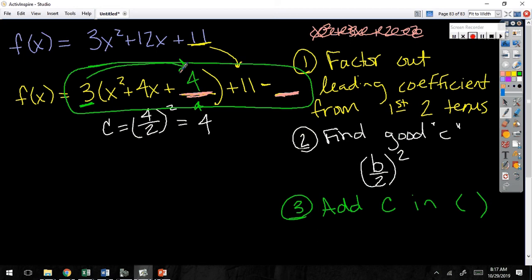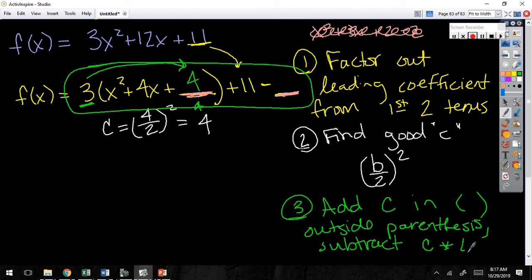Do you see why? So I add the C in parentheses, and then outside of parentheses, subtract C times that leading coefficient that you took out. So this is going to be 12. I told you, to me, that is the hardest part, is figuring out what number you're going to subtract there on the end.